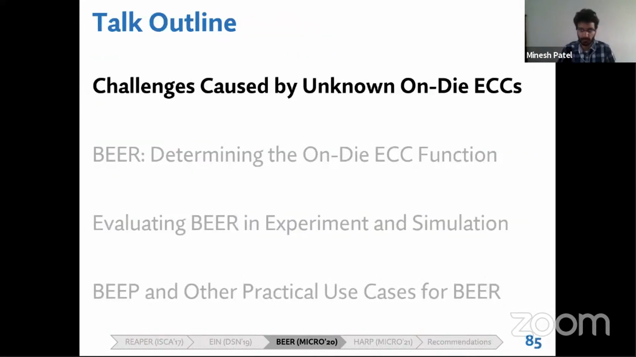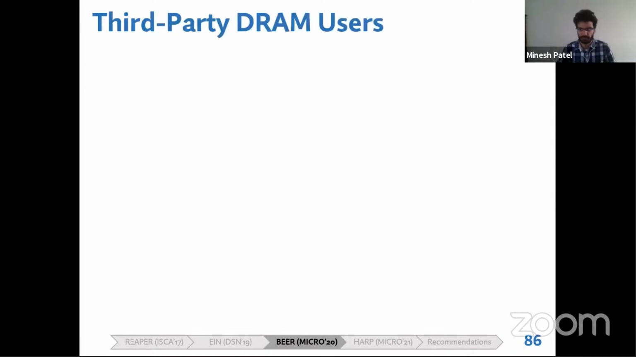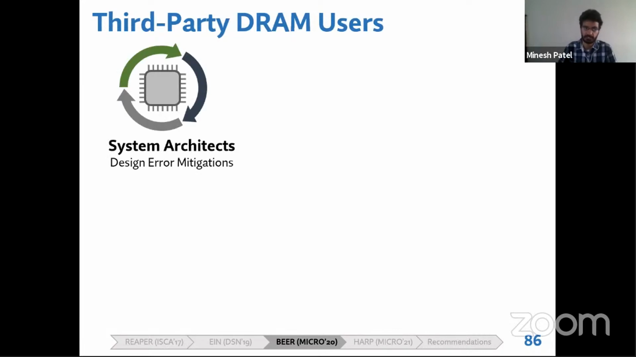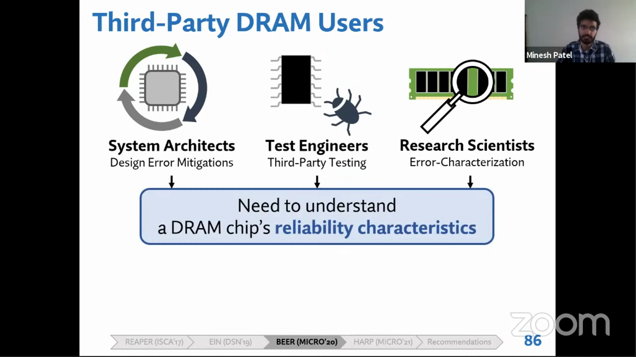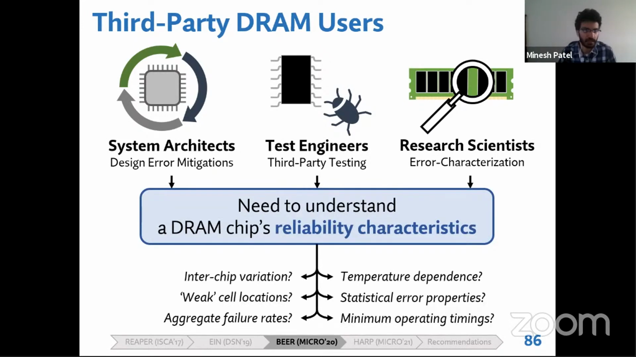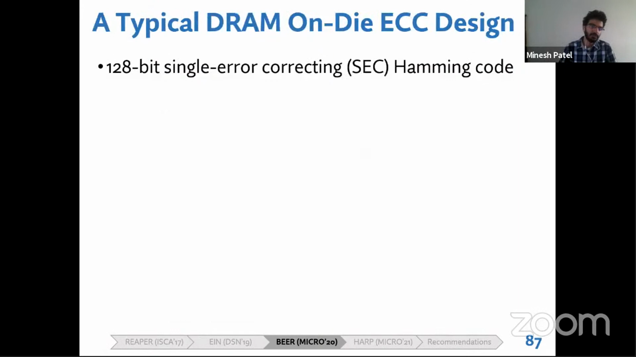I'll start off by talking about the challenges caused by unknown on-die ECCs. We saw this a little bit earlier, so I'll just quickly recap. There are a variety of third-party DRAM users, including system architects, test engineers, and research scientists, all of whom need to understand a DRAM chip's reliability characteristics. This includes many different aspects, like variation between chips, weak cell locations, and so forth. And now we have on-die ECC, and a typical on-die ECC design is a 128-bit single error correcting Hamming code, similar to what we talked about before.